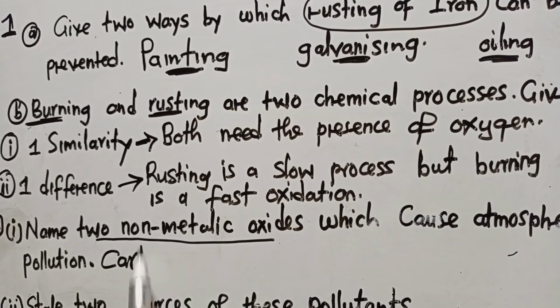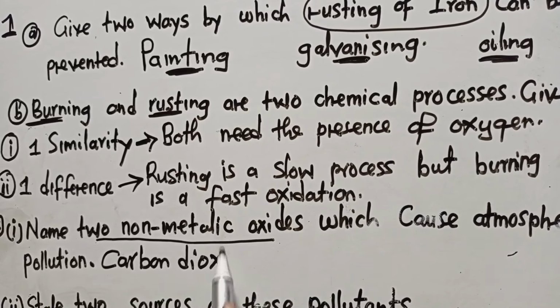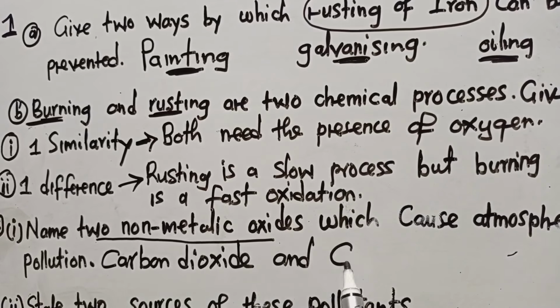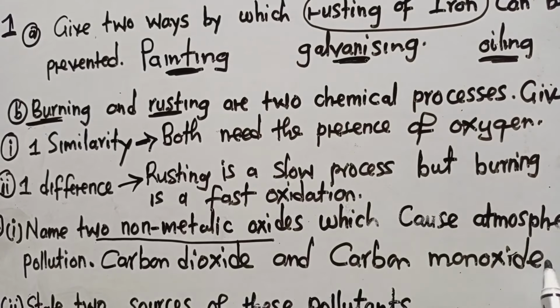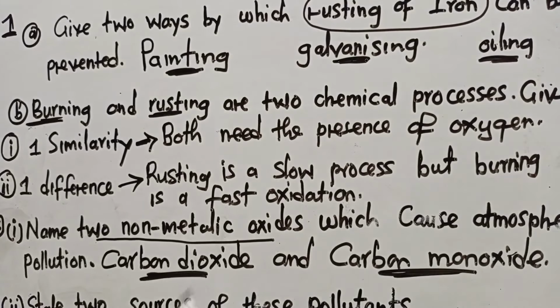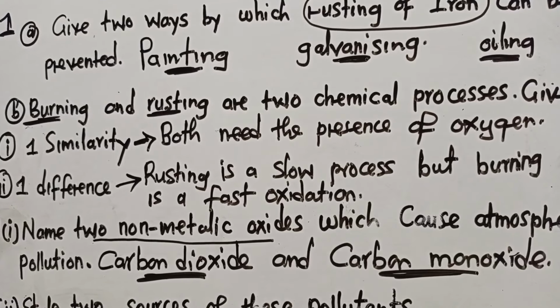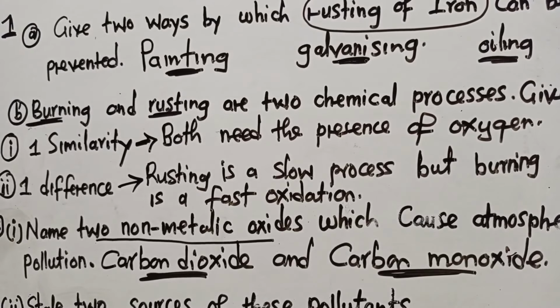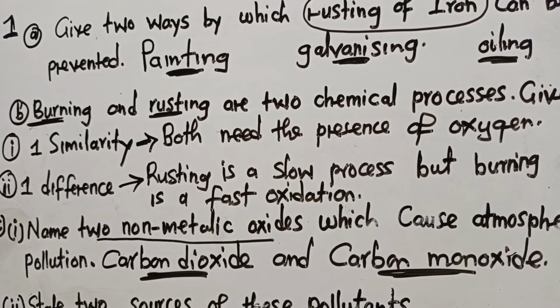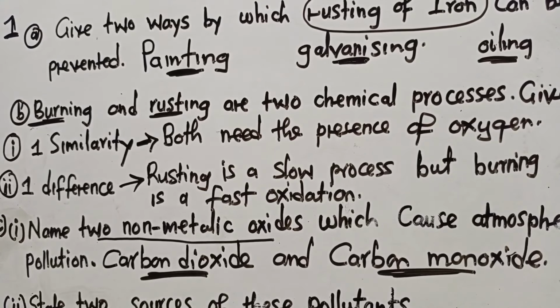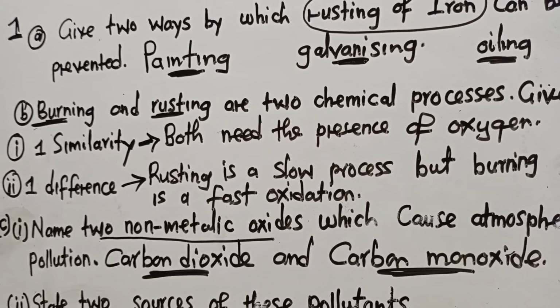You can put carbon dioxide and carbon monoxide as the answers. These are two non-metallic oxides. Another class is nitrogen oxides, which include nitrogen dioxide. Aside from this, we also have sulfur oxides, which include sulfur dioxide. So they can be categorized into three: carbon oxides, nitrogen oxides, and sulfur oxides. These are three groups they can fall under.